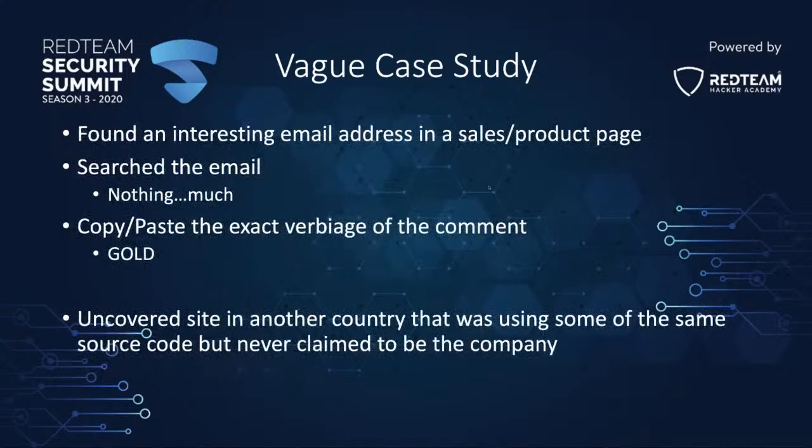So, okay, cool. But I continued looking through the results of that dork, and I found an interesting email address in a sales and product page. Specifically, it was on an item review. I did a search of the email across data breaches and other websites. Didn't really find a whole lot of anything. But I did copy and paste the exact verbiage of the comment, and I found gold. That specific verbiage allowed me to uncover another site that was a direct clone of the organization that I was evaluating using this dork.